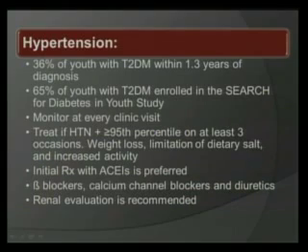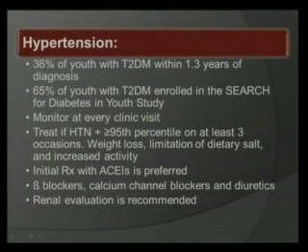Hypertension, which is a significant comorbidity associated with endothelial dysfunction, vessel stiffness, and increased risk of future cardiovascular disease and chronic kidney disease. It's present in 36% of children with type 2 diabetes within 1.3 years of diagnosis. And 65% of children enrolled in the SEARCH study had hypertension at the time of diagnosis.